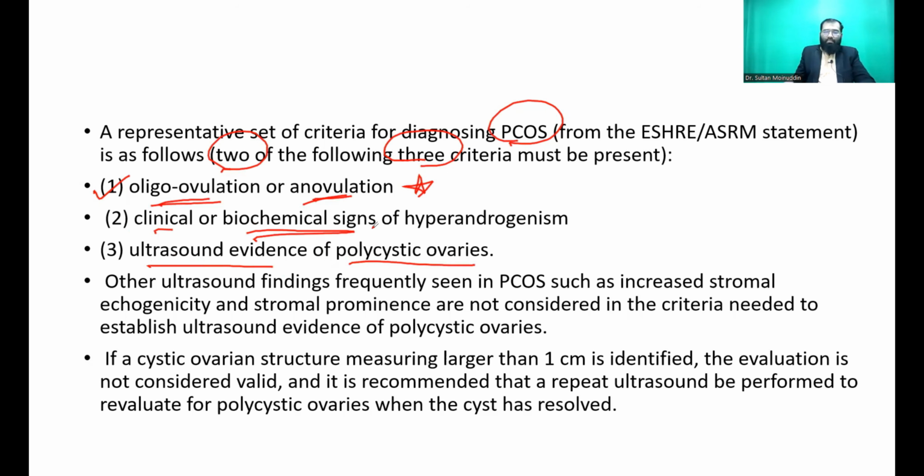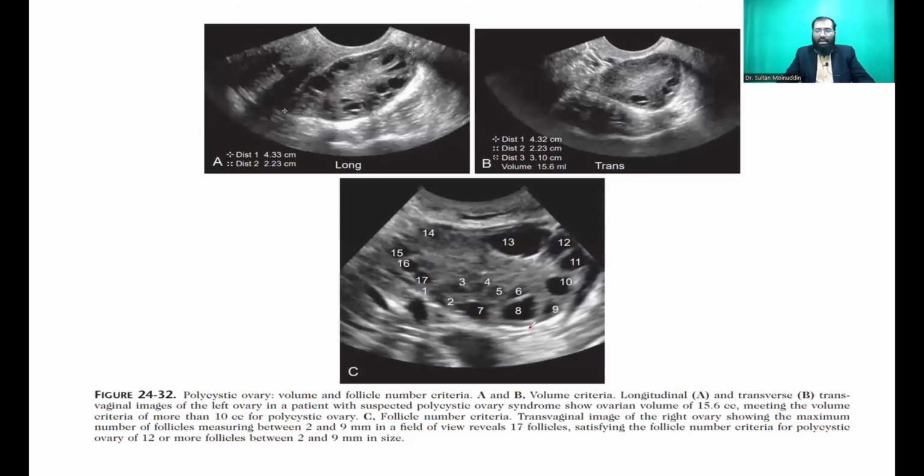Okay. Now, PCOS normally lacks ovulation. So if you see a cystic ovarian structure measuring larger than 1 centimeter, the evaluation is not considered valid and a repeat ultrasound has to be performed. Okay. Now, this is how you have to count each of the antral follicles in case of polycystic ovary. So this is how you have to take volume.